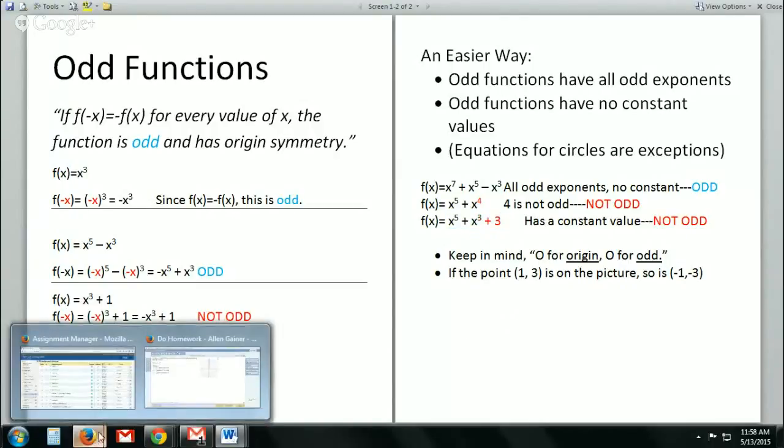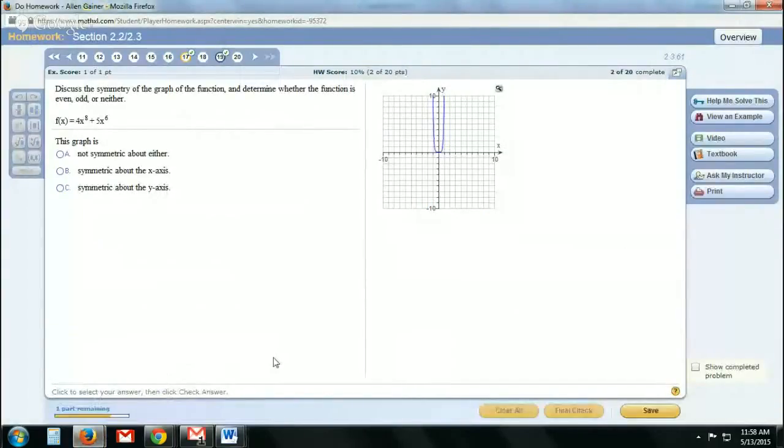Now let's take a look at an example of where you'll see that in your homework. Here we're given a picture and an equation for us to determine if this has y-axis symmetry or not, and if it's even, odd, or neither. As I look at the picture, I see that it's got the same stuff on the left side of the picture as it does on the right side. So it's going to have y-axis symmetry. But I would encourage you to look at those exponents. Even exponents in both places. So this is an even function.